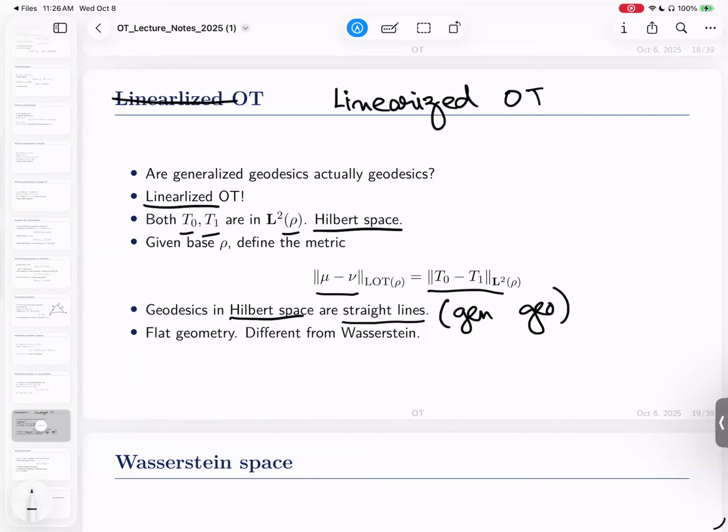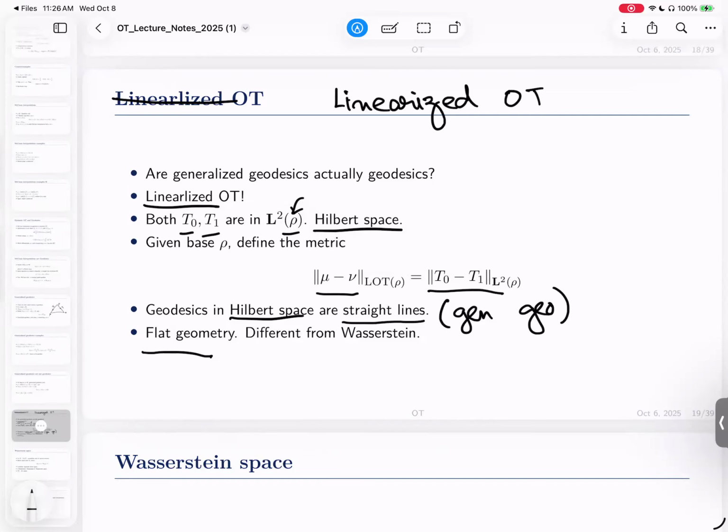The problem with this is that I have to pick a rho, which is kind of arbitrary. What do I pick as rho? You might like a normal, I might like a uniform. There is some confusion about what the right base is, and depending on the choice of the base, the whole geometry will be different. Also, these are flat geometries because Hilbert spaces are flat, and so there are things that don't quite get captured there.